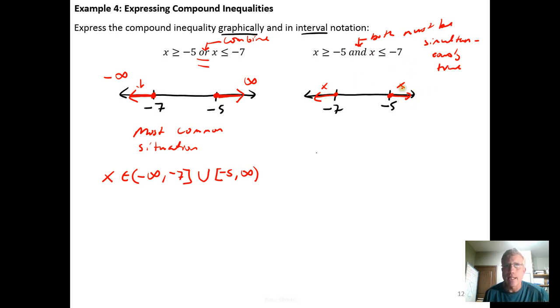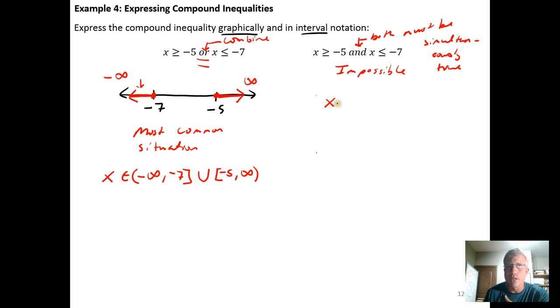So I actually can't graph a solution because there is no solution. This is impossible. This would be like saying you need to be taller than 6 feet tall and shorter than 5 feet tall at the same time to ride this carnival ride. You wouldn't be able to do it. So this is an impossible situation.